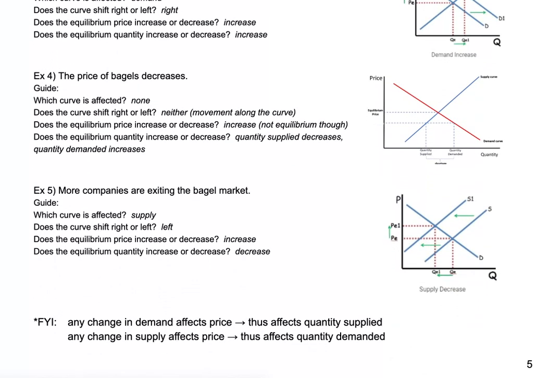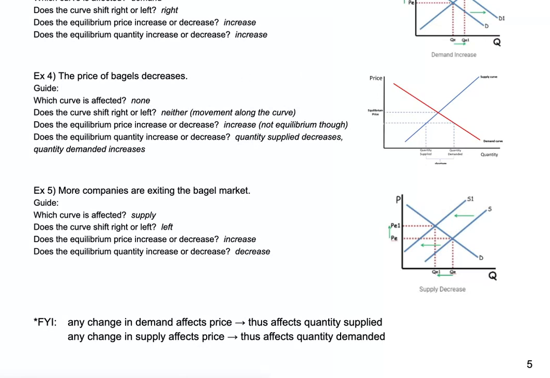What about this one? You say, well, wait a minute, there's no shift here. Nope. Because what is the only thing that cannot shift a graph? The price of that product. That's why you have to know what market you're talking about. So if we're talking about the bagel market, the price of bagels cannot shift the graph. It's on the vertical axis. It can't shift it. So what that means, though, is that the price of bagels is falling.